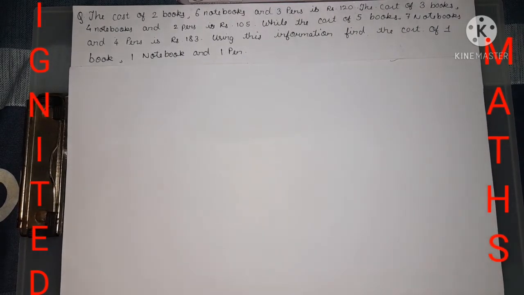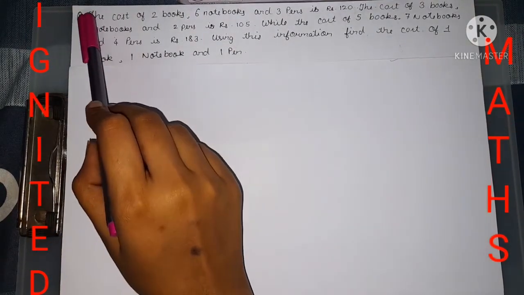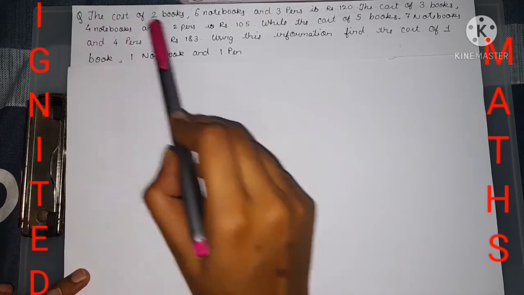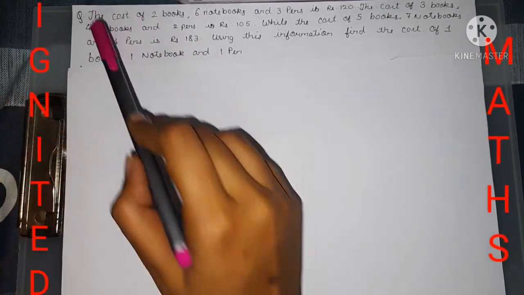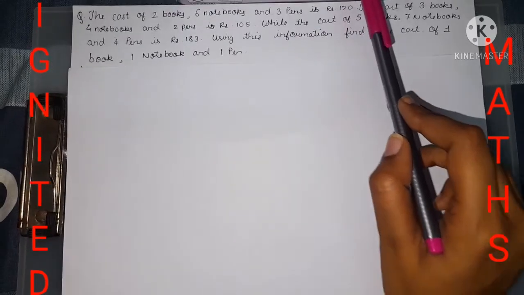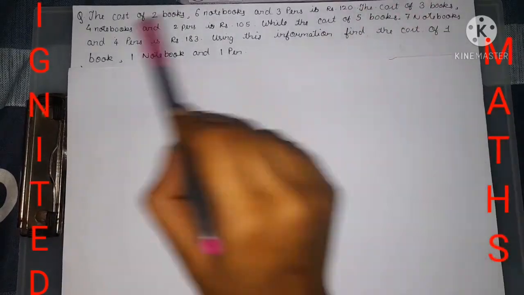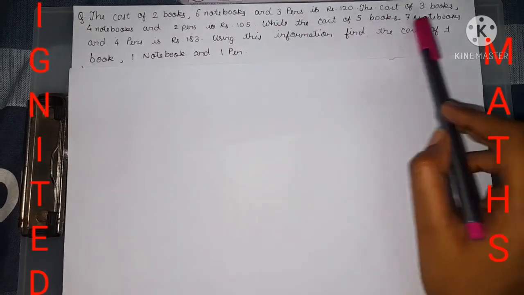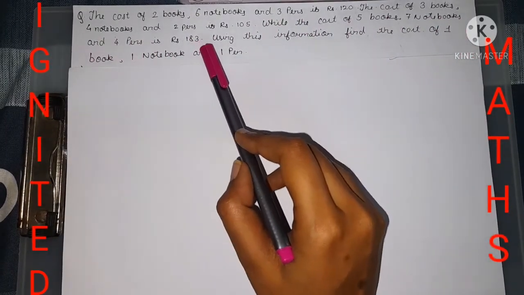So let's start with it. Now the word problem, one by one I'm going to teach it. Here, if you will watch, now I'm going to read it. The cost of 2 books, 6 notebooks and 3 pens is rupees 120. The cost of 3 books, 4 notebooks and 2 pens is rupees 105. While the cost of 5 books, 7 notebooks and 4 pens is rupees 183.